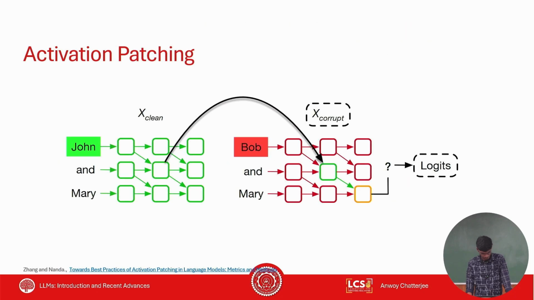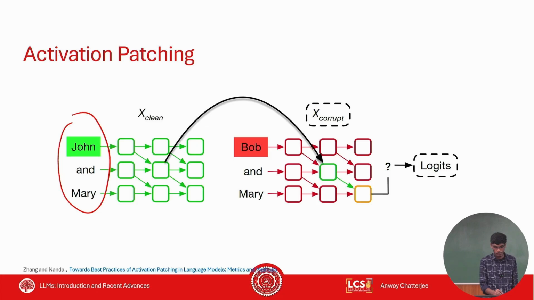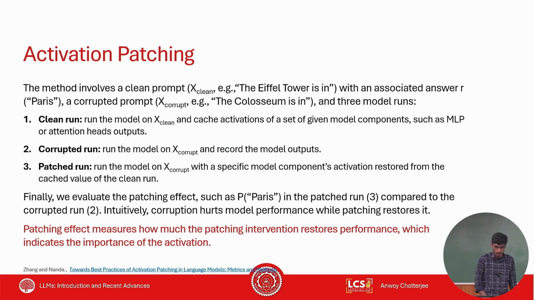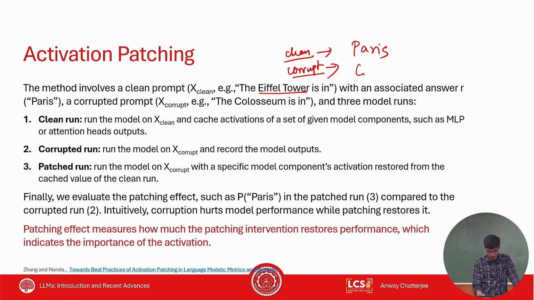We will see how. So suppose we have a statement with John and Mary. We make it corrupt by changing a single token, John, to Bob, and we see how the output logits differ. For a more real world example, consider that the clean run is "The Eiffel Tower is in", so the output should be Paris. And the corrupt run is where we just replace the Eiffel Tower with Colosseum.